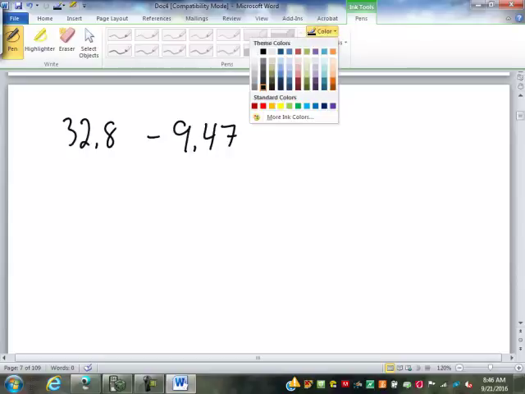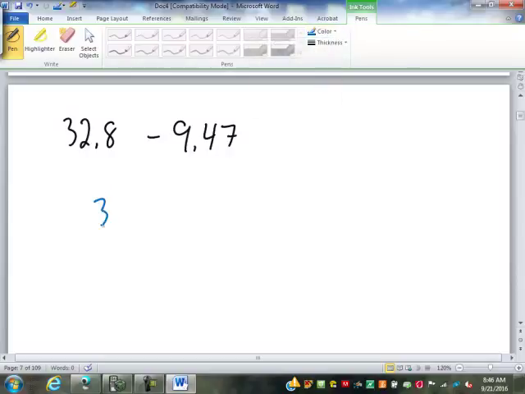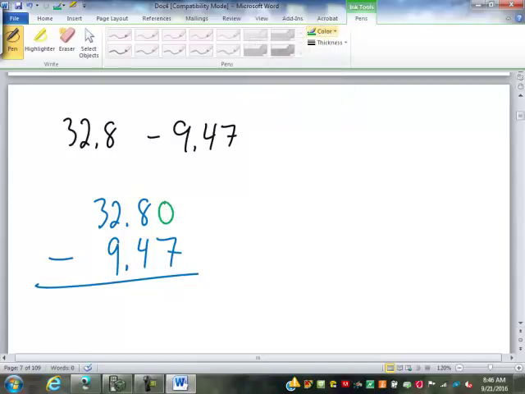$32.8 minus 9.47. We make sure we line up that decimal point again. And we make sure we fill in the missing decimal places with zeros. And we subtract. 0 minus 7 can't be done. So just like any whole number, we can borrow from the 8. That's a 7. This is a 10. 10 minus 7 is 3. 7 minus 4 is 3.